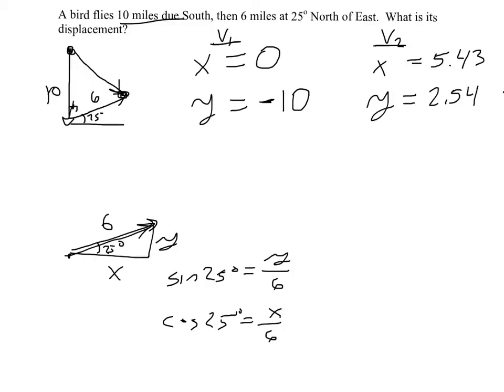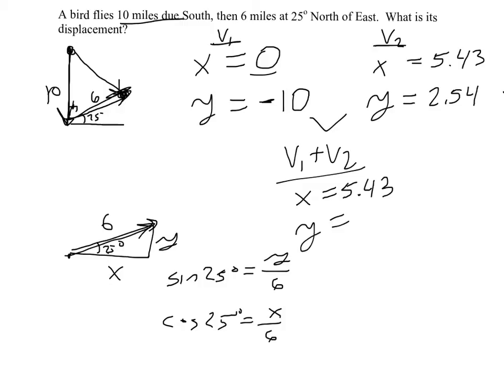So the entire trip is the sum of V1 plus V2, and that gets you here. So what you can do is add these components. What is V1 plus V2? Well, x is 0 plus 5.43, so the x component is just 5.43. And the y component is negative 10 plus 2.54. So I add those, negative 10 plus 2.54, and that's negative 7.46. So that basically tells me if I redraw a new triangle here, it's telling me I'm going over 5.43 and down 7.46. And this is a right triangle.